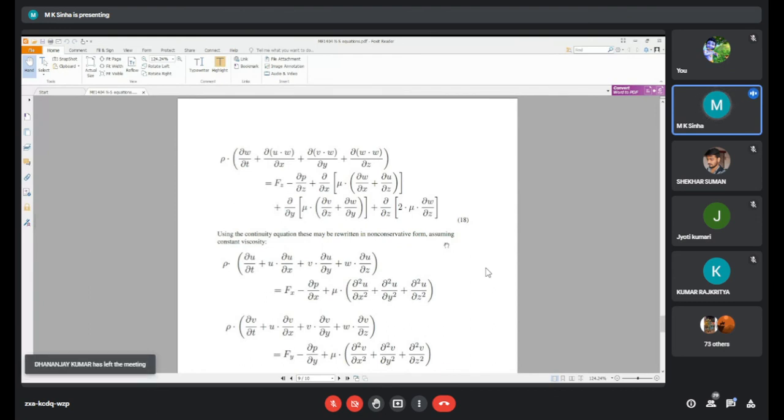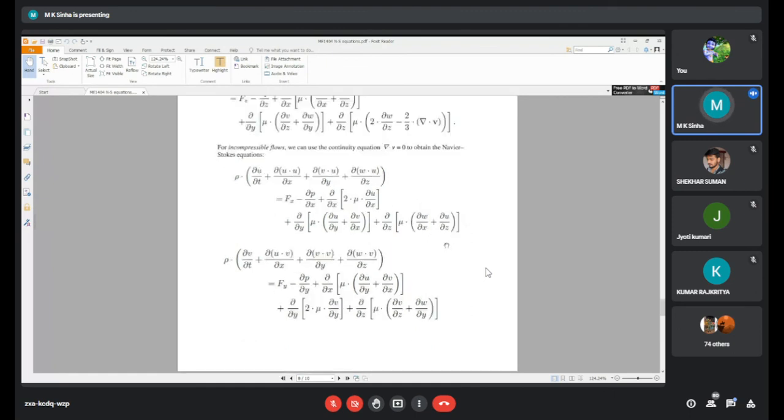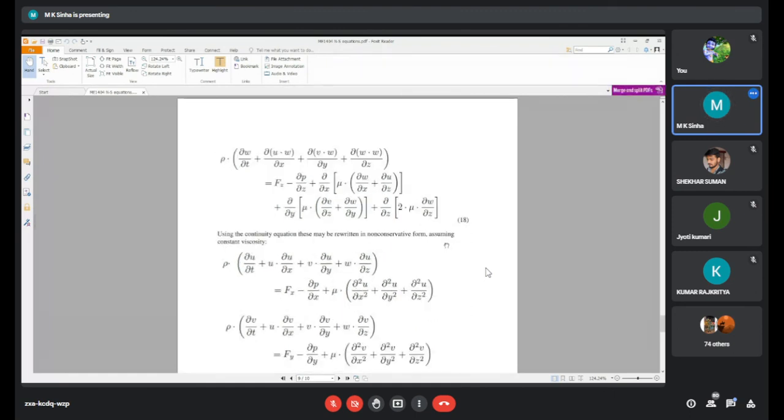So here we have written all these equations in the conservative form, meaning each property of the fluid is written inside the derivative along x-axis, along y-axis, along z-axis. That's why mu is written here. On the left side, rho is outside, you can write it inside also.